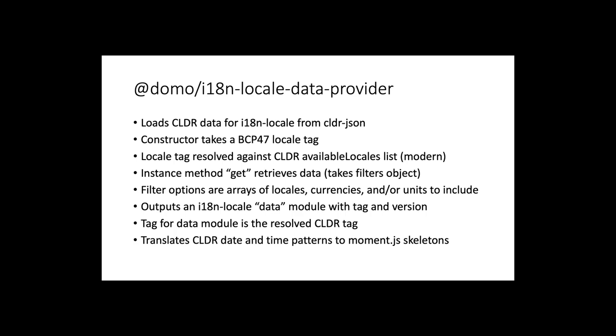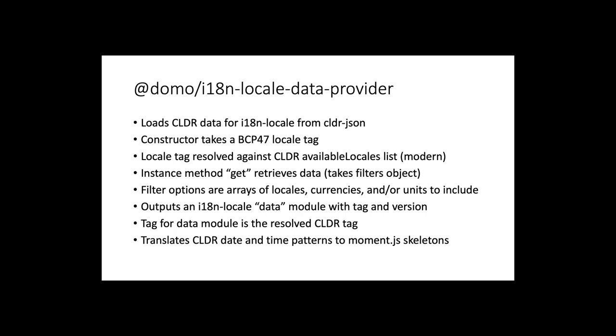Similar to the message provider, the data provider outputs an I18N locale data module that can be installed using a static method. The module is tagged with the resolved CLDR locale tag and versioned with the CLDR version. Significantly, the data provider translates CLDR JSON's date, time, datetime, and available datetime formats to Moment.js syntax. Moment.js is what Domo uses for its legacy internationalization, and it provides both time zone support and the ability to pass formatting skeletons into the format method.